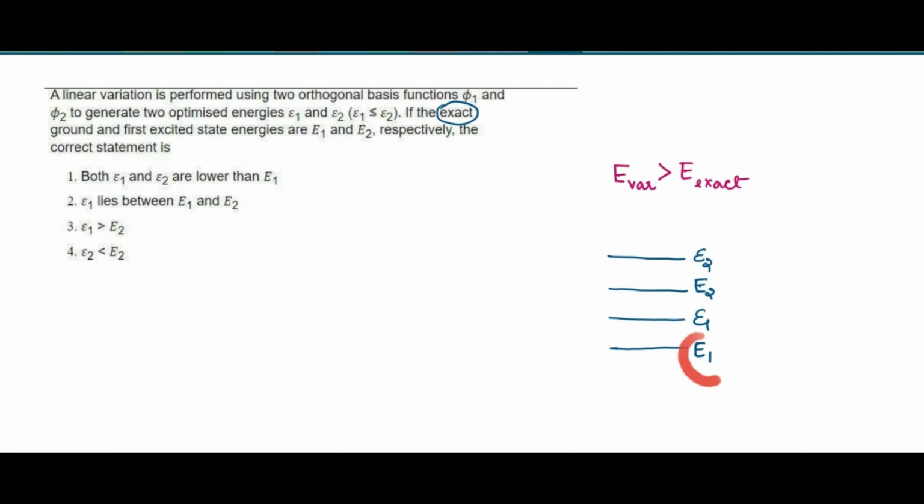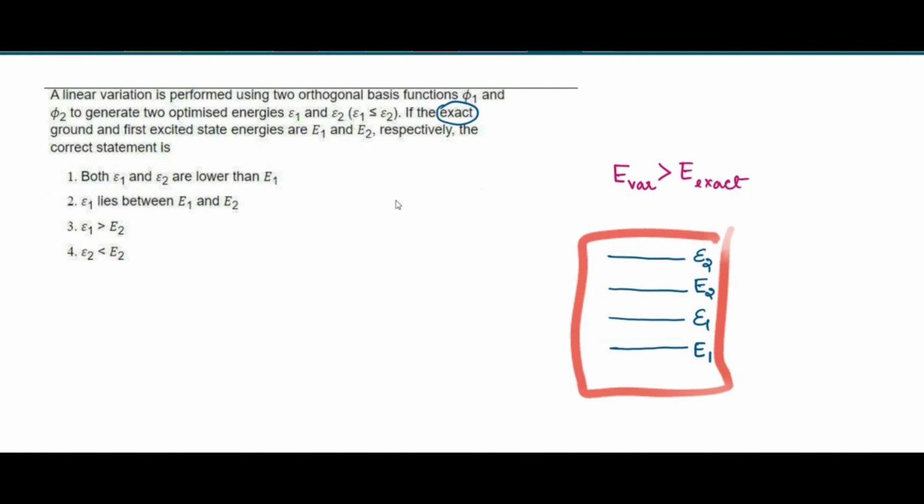This is my exact ground energy. This is my exact excited state energy. The energy of the ground state found variationally is going to be higher than the exact ground state energy, and the variationally found first excited state is going to be higher than the exact first excited state. So this is going to be my energy level diagram. Is this okay or should I repeat? You have 4 options. Which option is correct?